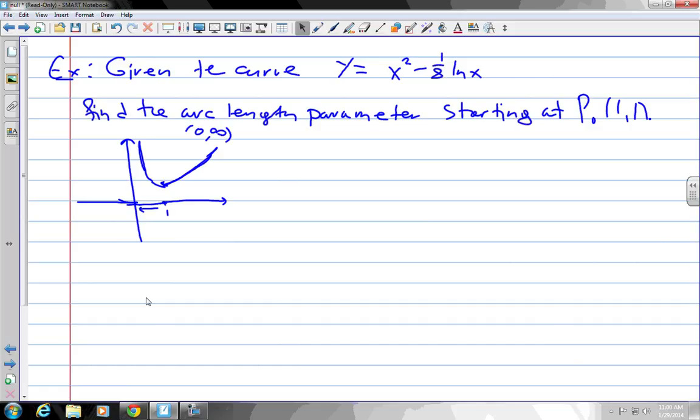But anyways, let's compute this thing. We just want to compute the s of t. So that would be an integral. I'm just doing the parameter thing. So I'm going to go from 1 to t, right? Here's that initial point, so that part doesn't even matter. I'm going from 1 on to whatever the t is.